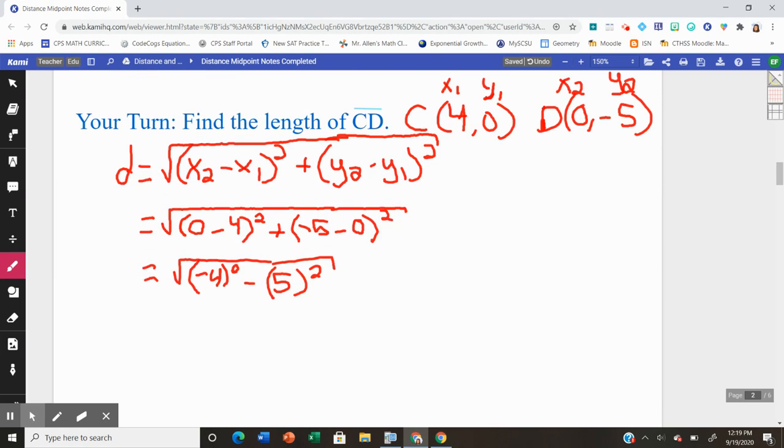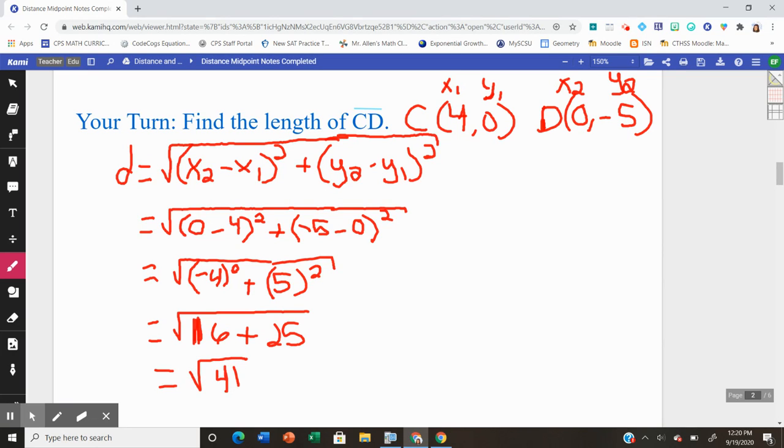Remember, whenever you square a negative number, the answer is always going to be positive, because to square negative 4 means you're doing negative 4 times negative 4. A negative times a negative is always going to give you a positive answer. So if I square negative 4, I get 16. Plus, if I square 5, I end up with 25. Add those together, and I get 41.